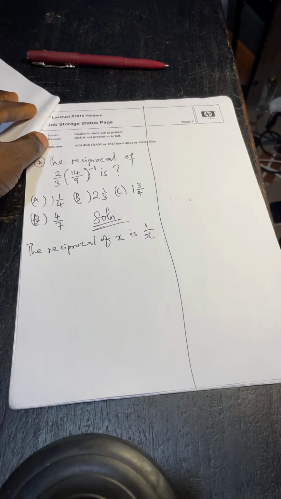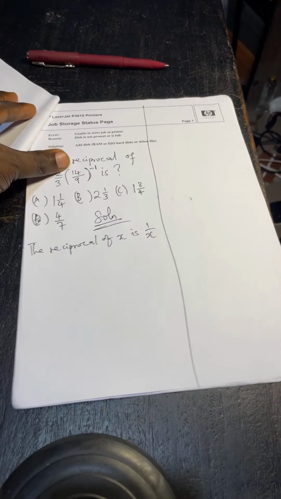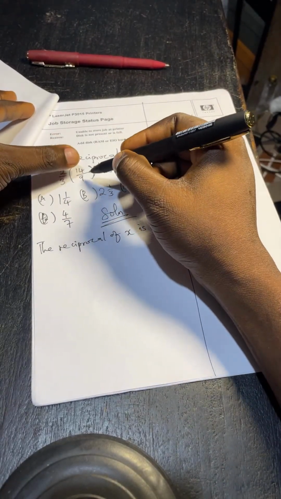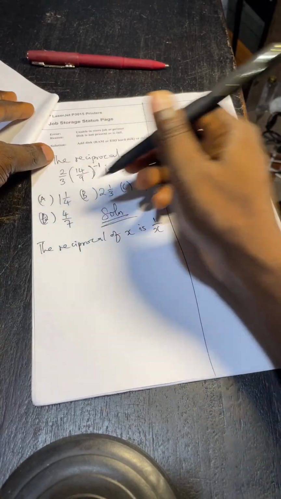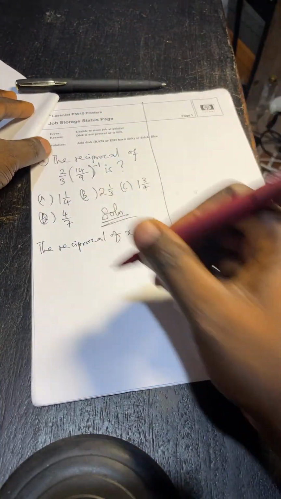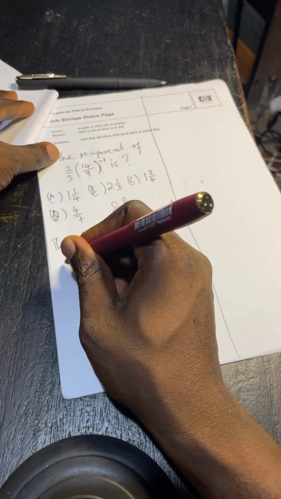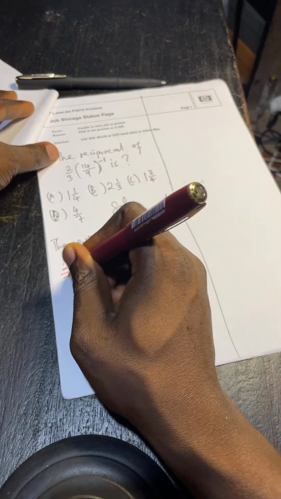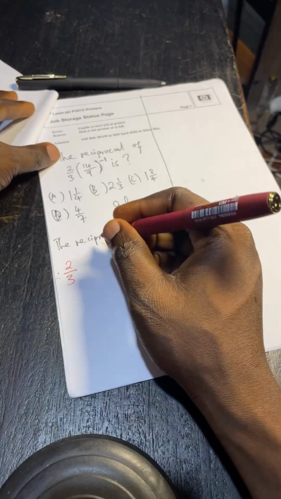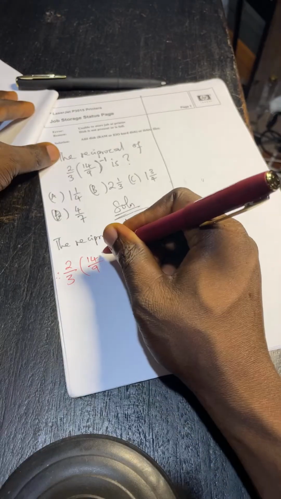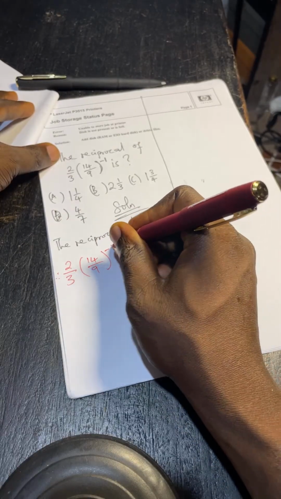Yes. So the reciprocal of x is 1 over x. Now, let's go. Meaning, you are to resolve the whole of this. After that, then you get the reciprocal. And that is going to be, look at this, they give you 2 over 3 into 14 over 9, all raised to power minus 1.